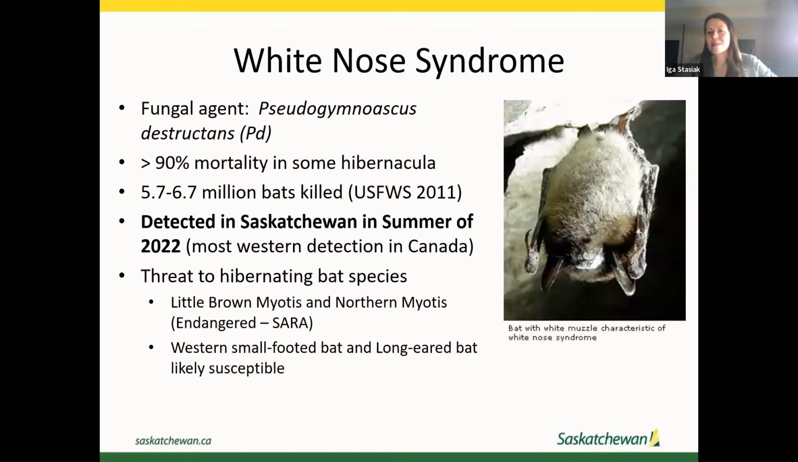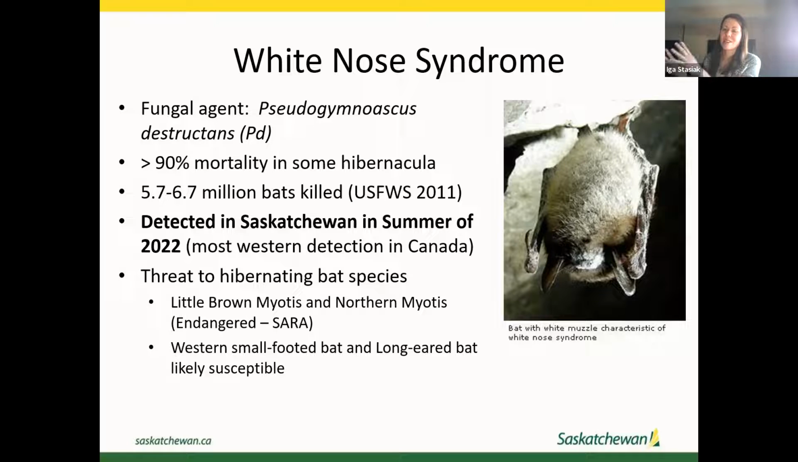So white nose syndrome is a fungal disease that affects bats. It was first discovered in a cave in New York State in 2006. It's caused unprecedented mortality in hibernating bat species across North America, believed to have been introduced originally from Europe to naive populations of bats in North America that had not previously been exposed to this fungus. It can cause more than 90% mortality in hibernacula, responsible for the mortality of millions of bats to date. And it has continued to spread.